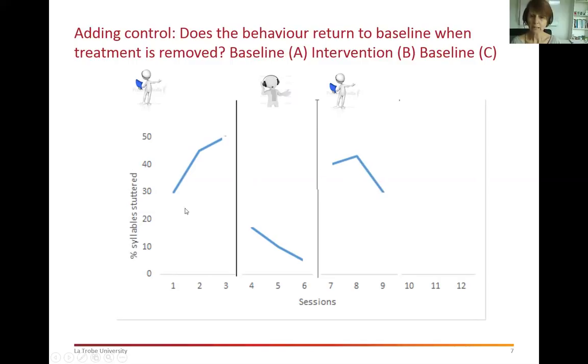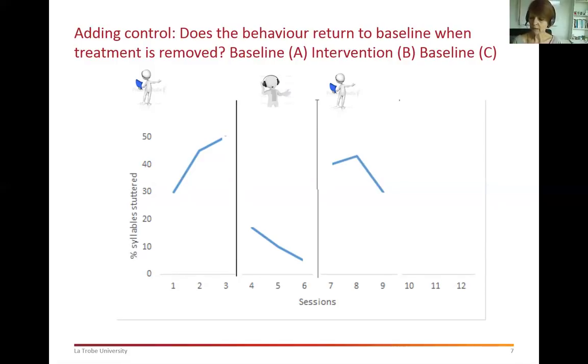Now this is baseline, phase A, treatment, phase B, and baseline. So this is what would be considered a single case experiment, because I can demonstrate that it's only when treatment is introduced that I get an effect. And when I take away that treatment, then I get the return to baseline.